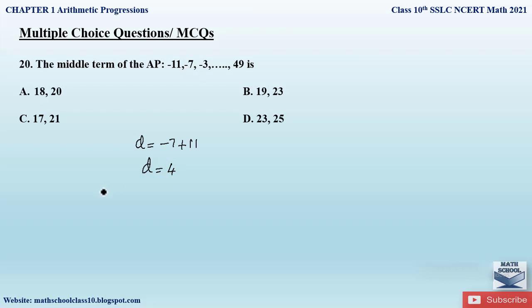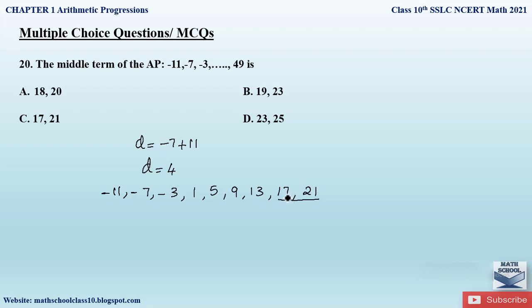Now let us write down the given AP as minus 11, minus 7, minus 3. When you add common difference D to minus 3, we will get the next term. So minus 3 plus 4 will be plus 1. 1 plus 4 will be 5. 5 plus 4 is 9. 9 plus 4 is 13. 13 plus 4 will be 17. And 17 plus 4 will be 21.